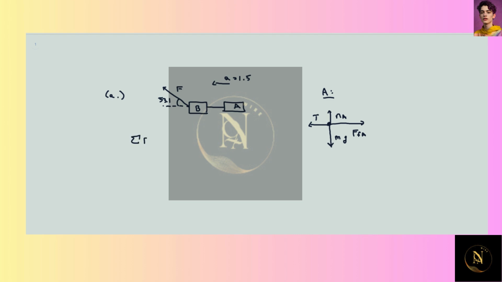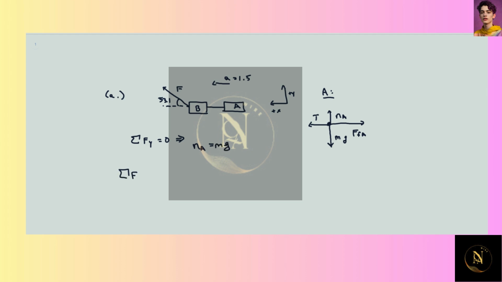Now, sum of the forces in the y direction equals 0, because there's no acceleration in the y direction. Let me set my coordinate system. It'll be that, where this is positive x and this is positive y. So the block's not going to jump up in the y direction, so we can set it equal to 0, which implies that the normal force on A is equal to mg.